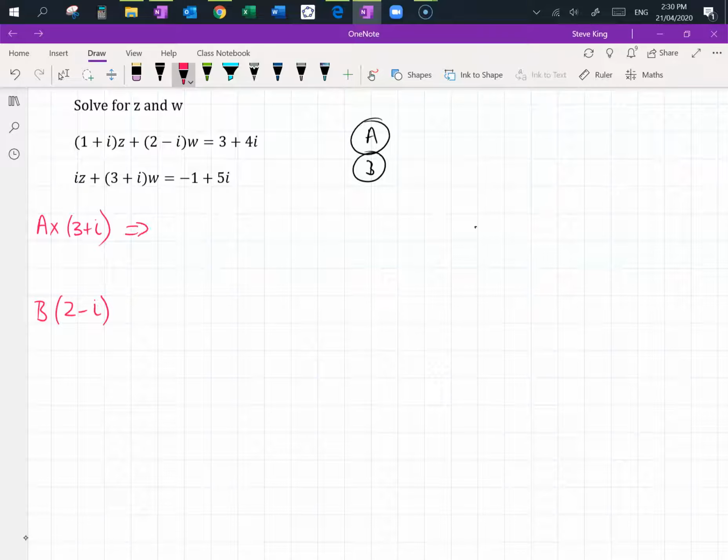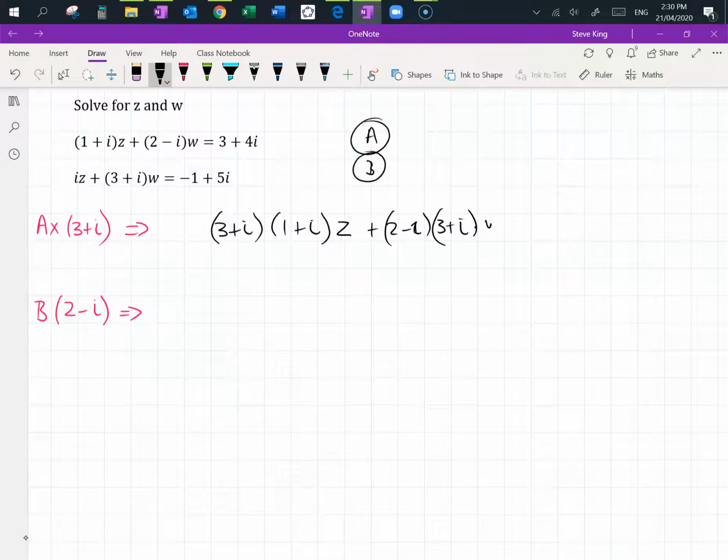So what happens to our equations when I do that? Right, to begin with, I'm going to have (3 plus i) times (1 plus i) z plus (2 minus i) times (3 plus i) w is equal to (3 plus 4i) times (3 plus i). That's a bit messy. Let's tidy that up.